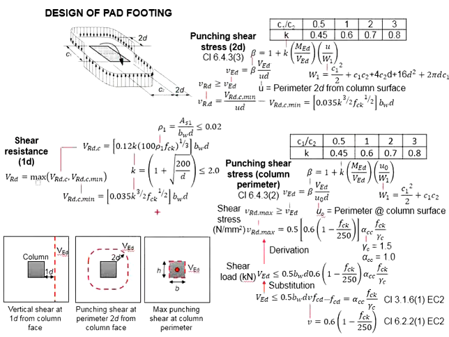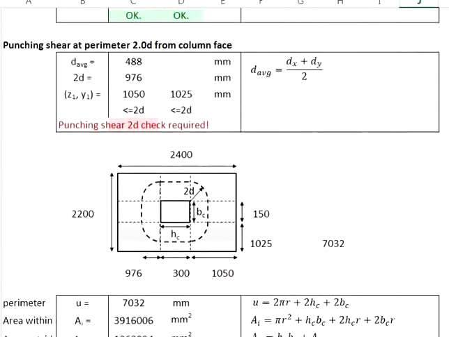Next, we're going to deal with the punching shear located at the perimeter of 2d distance from the column face, as this is another way that a pad footing can fail. In order to do so, we need to first determine the locations of this 2d perimeter. 2d here represents 2 times the effective depth.